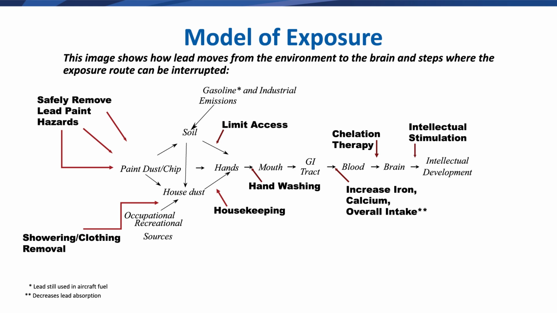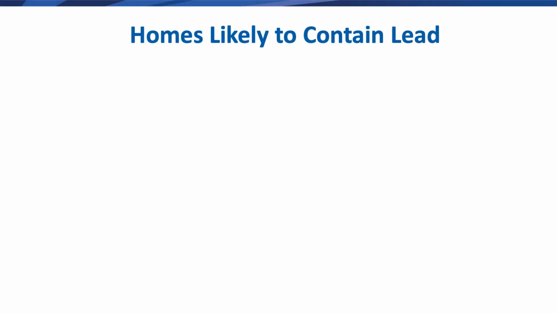Intellectual stimulation is also a good practice for children exposed to lead. An intellectually stimulating environment may be able to compensate for some of the damages caused by lead. Diagram showing how lead moves from the environment to the brain and what can be done to prevent uptake. So where are the lead hazards?